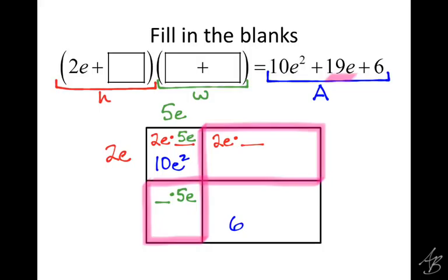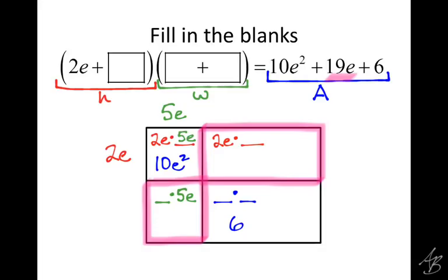We've done as much as we can at this point without really having to do any guessing. The trouble is, I don't know the area of this one, so I can't figure out the height here. I don't know the area of this one, so I can't figure out the width here. And since I don't know the height or the width here, then I don't know the height or the width here. What I do know, though, is that the height and the width of this one have to multiply to get what? 6. So I'm going to have something times something here that's going to give me 6.